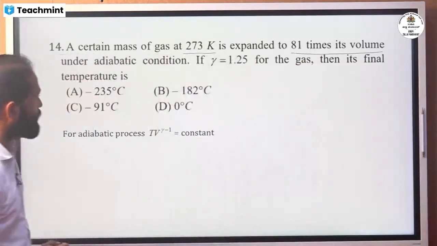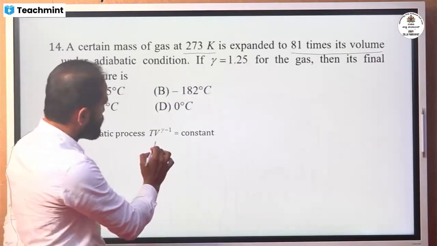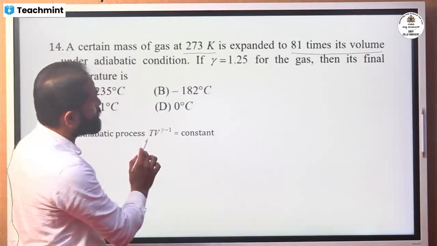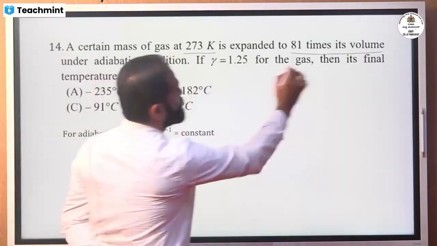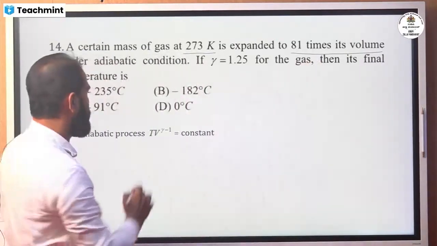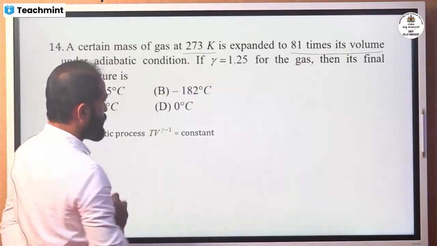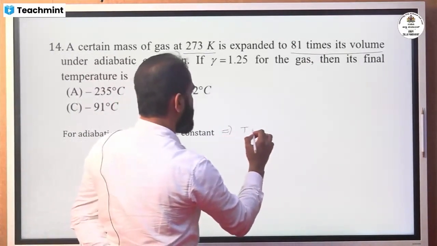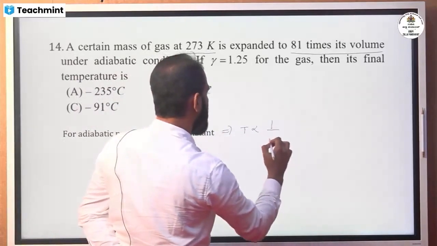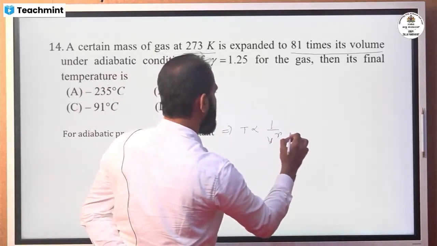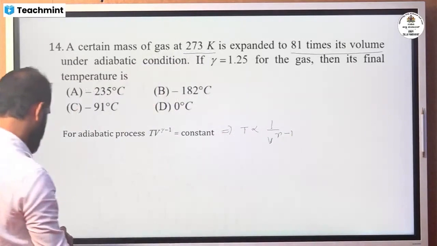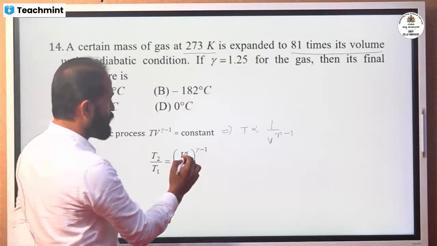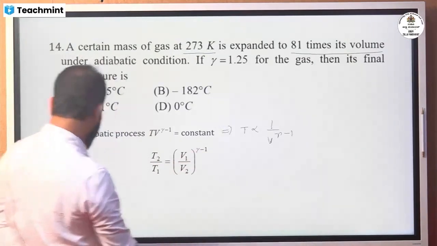We have many equations related to the adiabatic process, out of which we are going to use the equation which contains temperature as well as volume. So here, T V to the power gamma minus 1 is constant. This also implies that T is proportional to 1 by V to the power gamma minus 1. If you take the ratio, you get T2 by T1 will be equal to V1 by V2 whole to the power gamma minus 1.